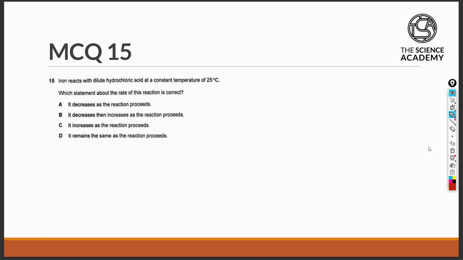Question 15. Iron reacts with dilute hydrochloric acid at a constant temperature of 25 degrees Celsius. Which statement about the rate of this reaction is correct?